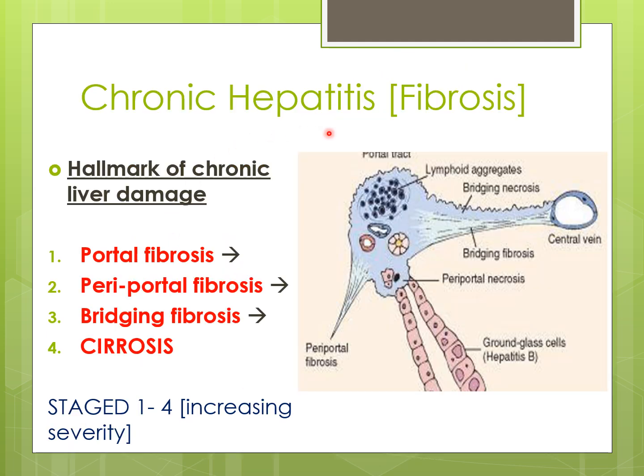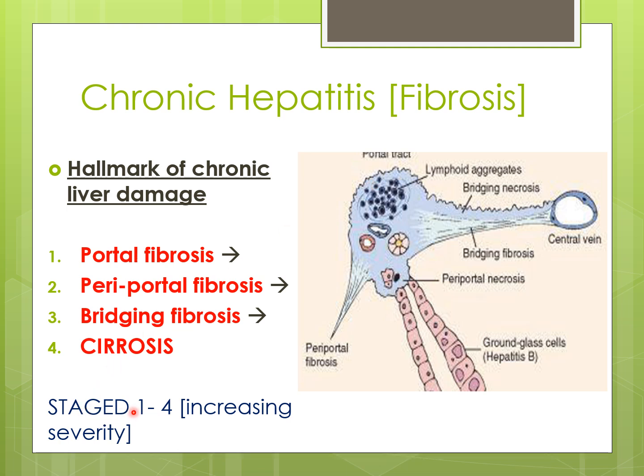But in chronic hepatitis, we see fibrosis also. We don't see fibrosis in the acute hepatitis. Fibrosis is present only in the chronic hepatitis, and it goes through the same pathway. In the first stage, in the beginning of the chronic hepatitis, the fibrosis occurs only in the portal area. We call it portal fibrosis. Now this is staging. This is not grading.